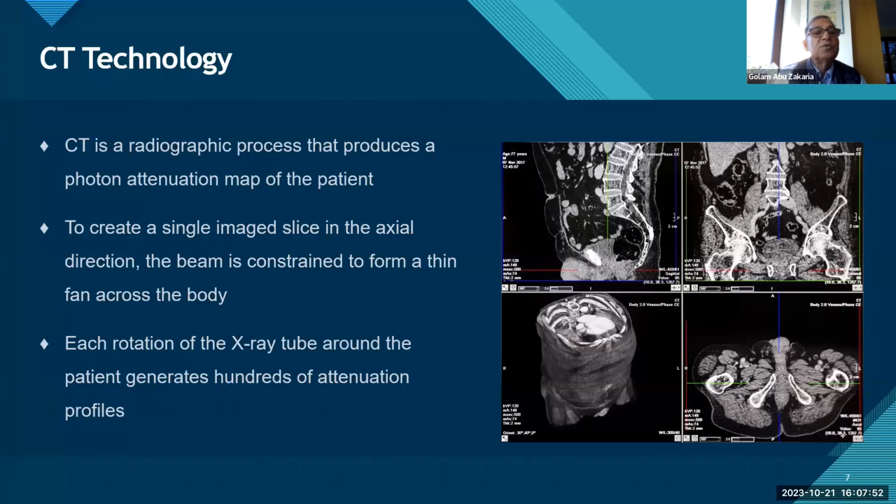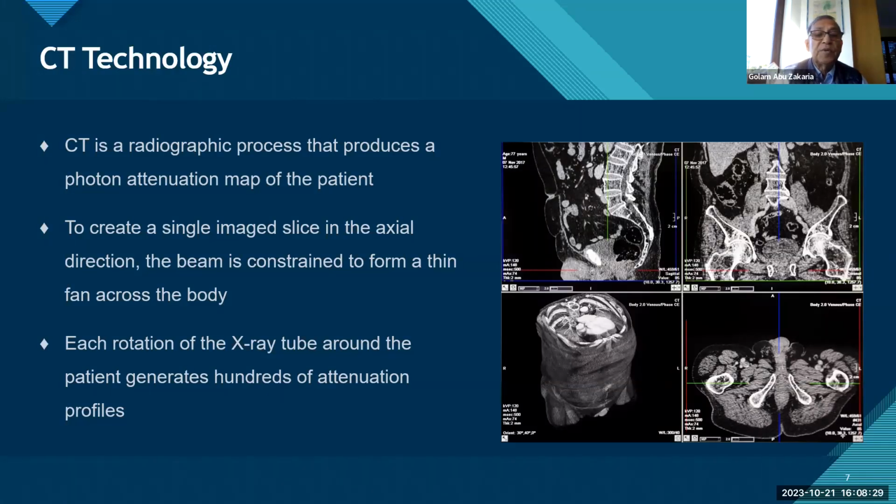Here, once again, CT is a radiographic process that produces a photon attenuation map of the patient. To create a single image slice in the axial direction, the beam is constrained to form a thin fan across the body. Collimation is very important, and it should always be checked, so there are no overdoses or fields which are not what you want. The collimation should be very good.